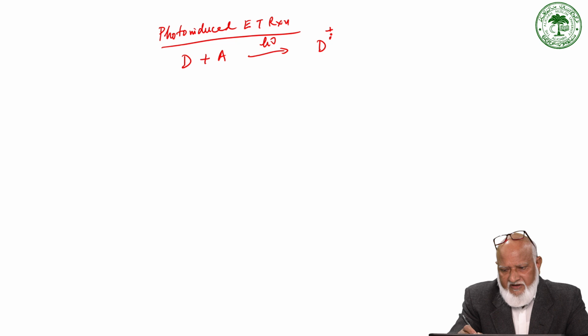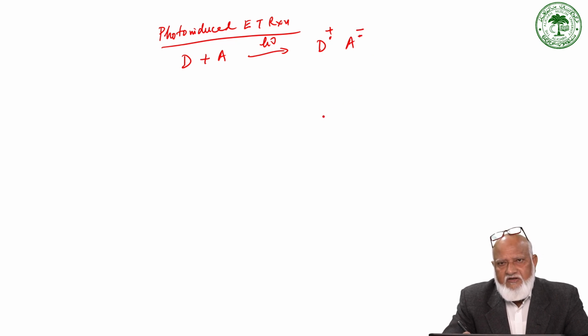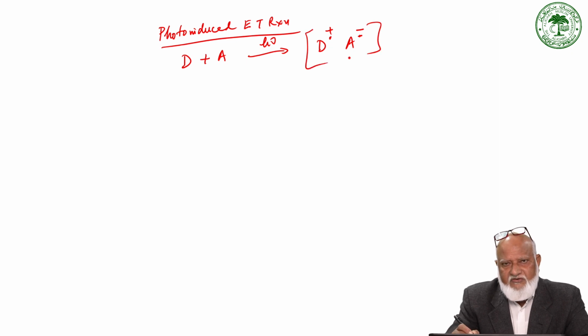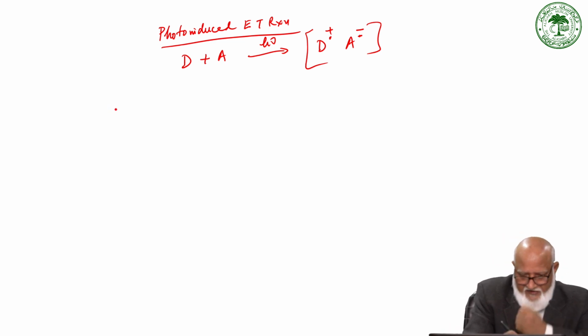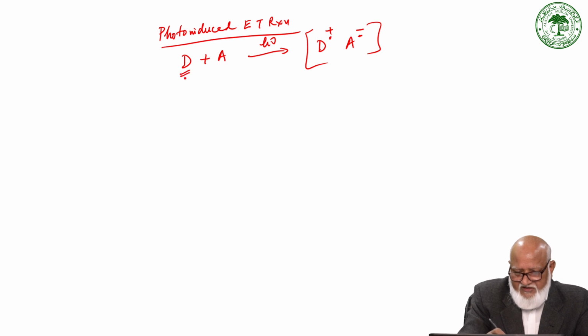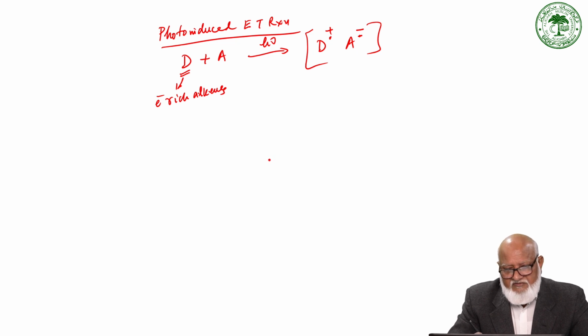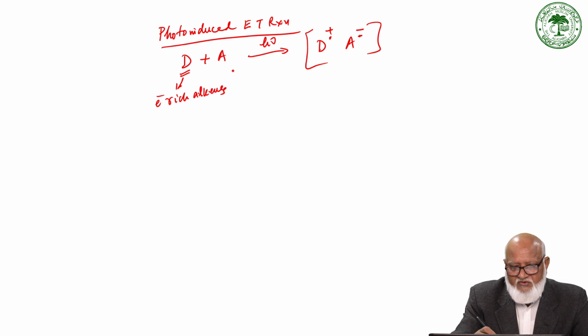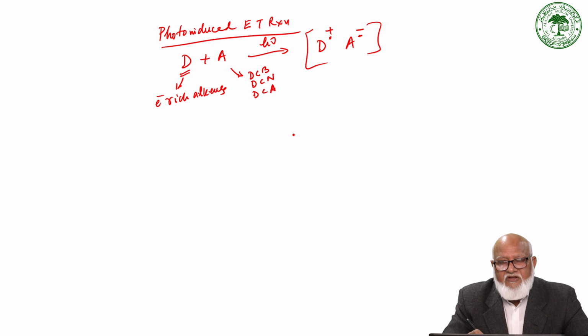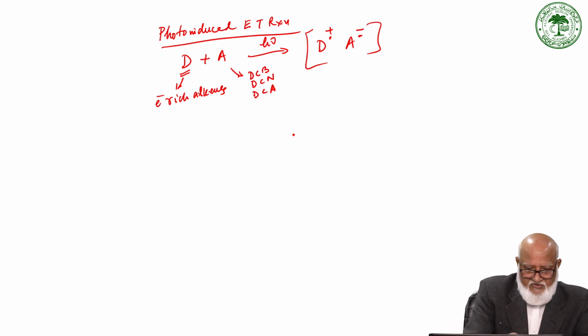The donor becomes a radical cation and the acceptor becomes a radical anion, and then these radical cation and radical anion pairs undergo different reactions. A large number of reactions have been reported in the literature, and we will see a few of these examples today. The donors are electron rich alkenes. There are several examples where electron rich alkenes act as electron donors, and the acceptors are dicyanobenzene, dicyanonaphthalene, dicyanoanthracene. These cyano derivatives of aromatic hydrocarbons can act as very good electron acceptors. So we'll see an example here.